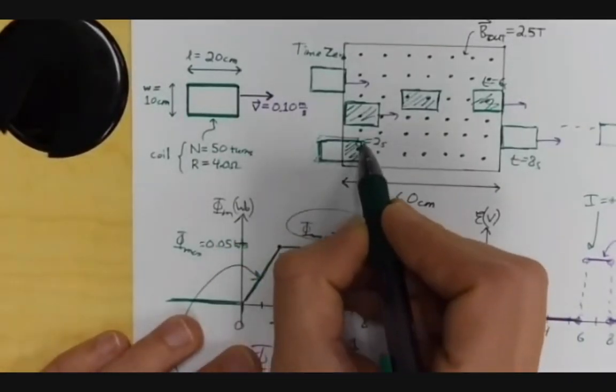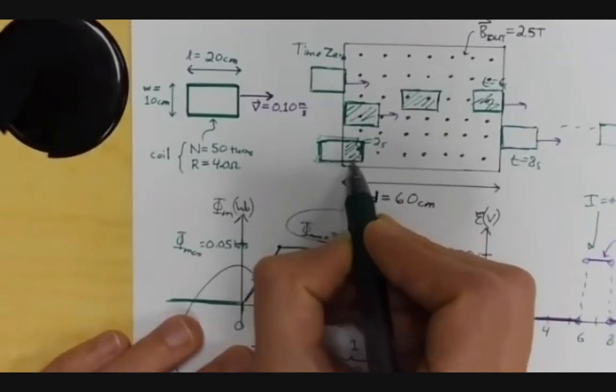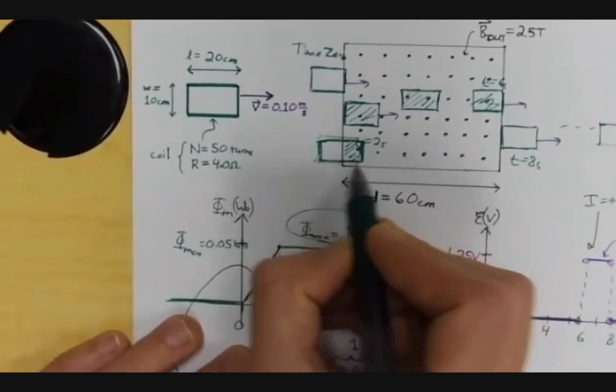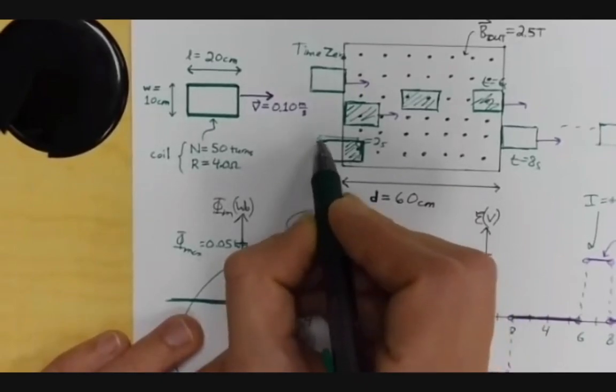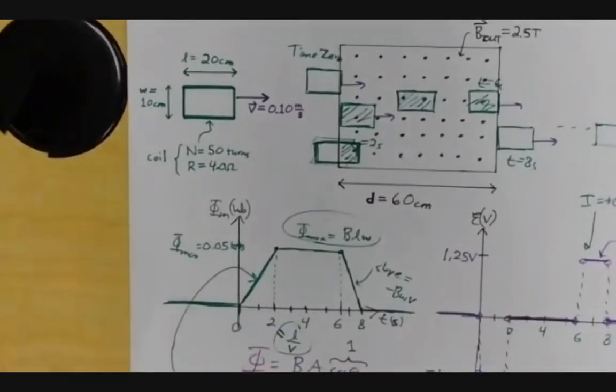What force will the front edge feel? Because that's a current-carrying wire. What force will this little segment feel? That's a current-carrying wire. This one won't feel any force. This one won't feel any force. This one won't feel any force. And this one will feel some force.